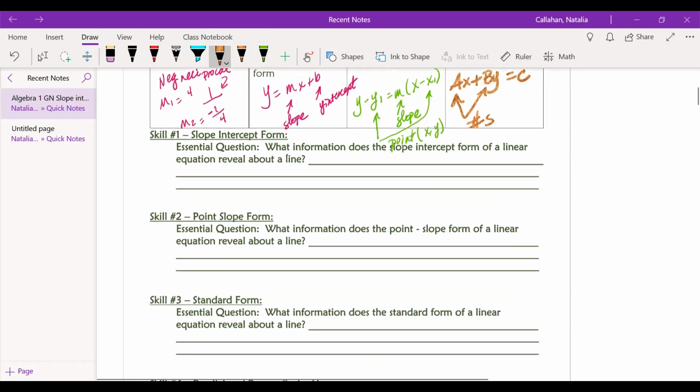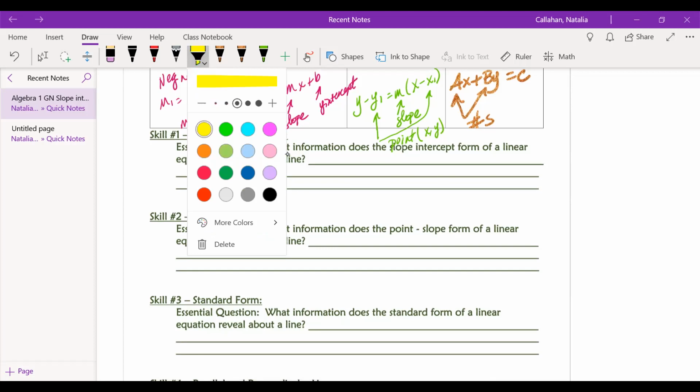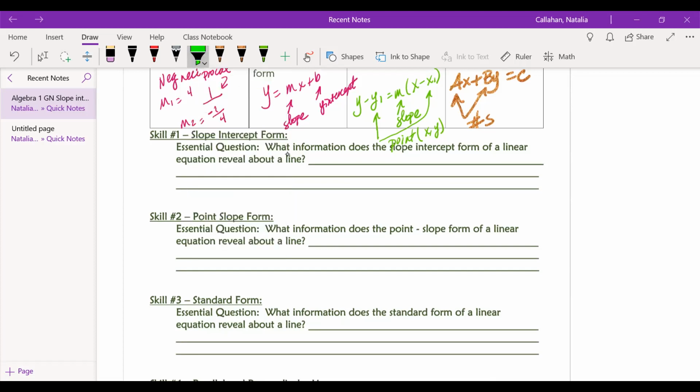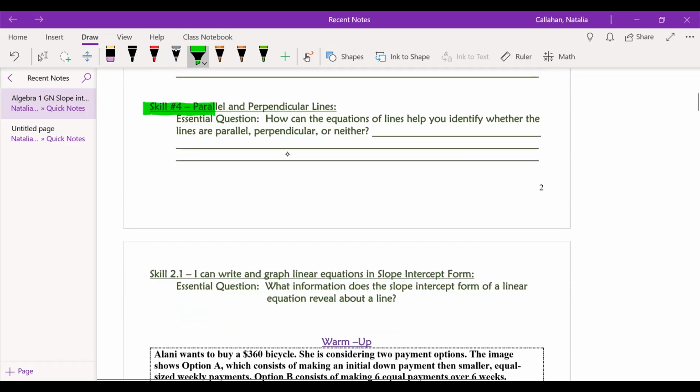Now, what I would like you guys to do is to go ahead and answer the essential questions on this. So go ahead and answer these questions on your own.